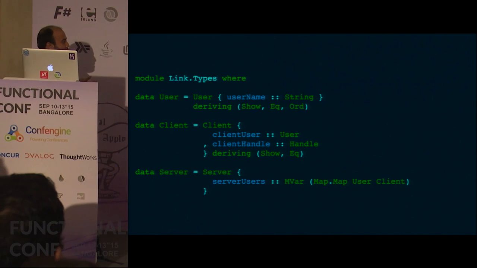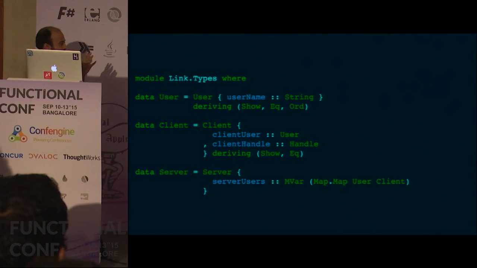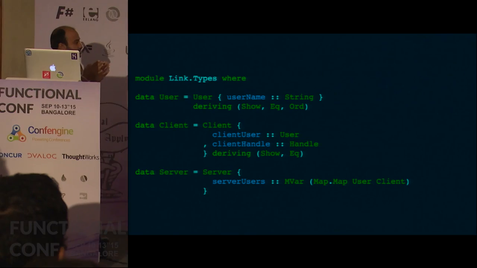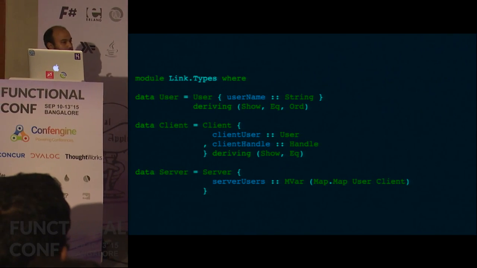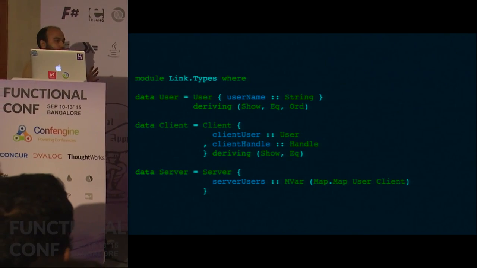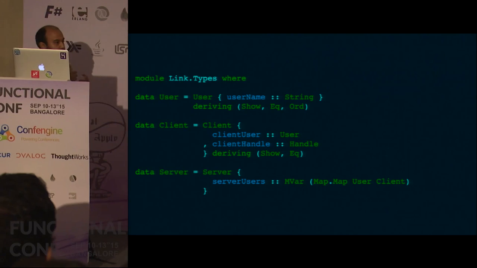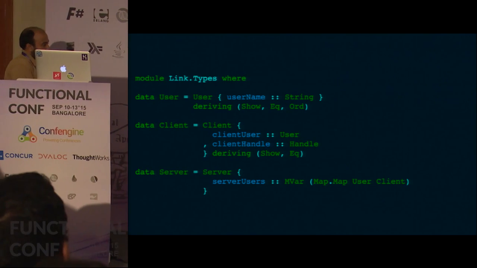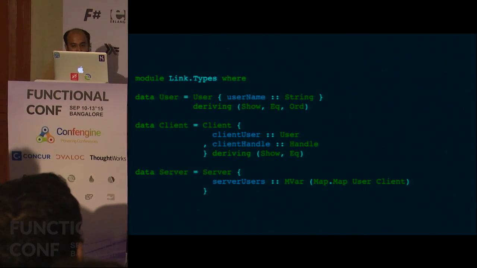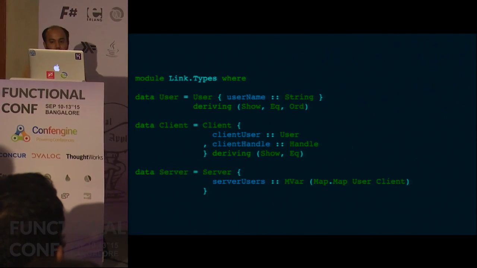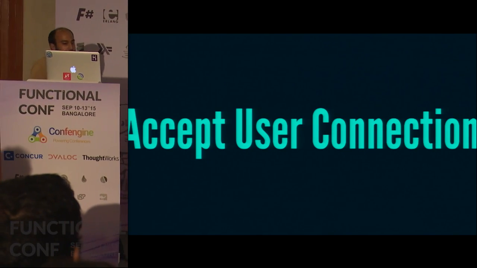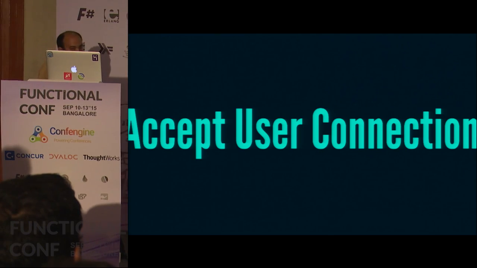And then finally there's a server. The server is, ignore the MVar, but you can see that the server is a map of user to user's clients. That's all. So every time you add a new user, you add that user to the map, and when the user goes away or quits, then you remove the user from the map. What's interesting here is the MVar, right? So let's see how. We have the types ready.